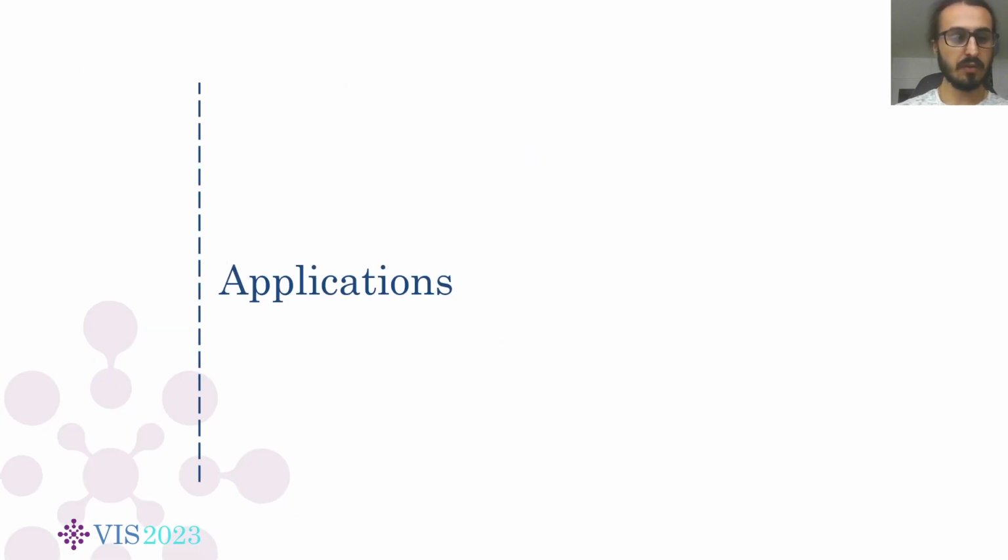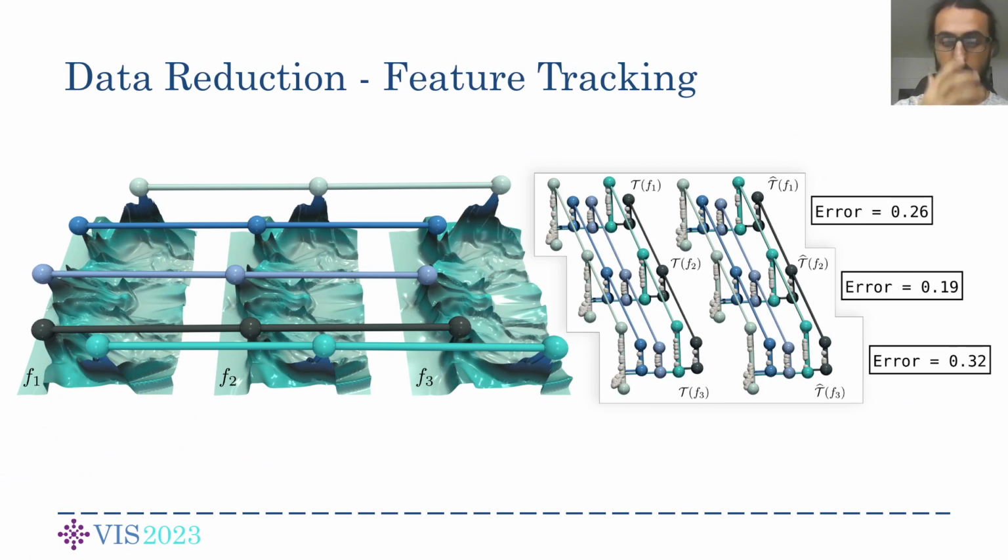Regarding the applications, the first one was data reduction, where the goal was to compress an ensemble of topological descriptors by only keeping the bases that we have optimized and the coordinates of each input tree in this basis. Then the idea is to reproduce some analysis tasks that we can do with the original mesh trees using the compressed mesh trees. So here we use the task of feature tracking, to track features over time in time-varying datasets, and we managed to reproduce the original tracking using the compressed mesh trees of our method.